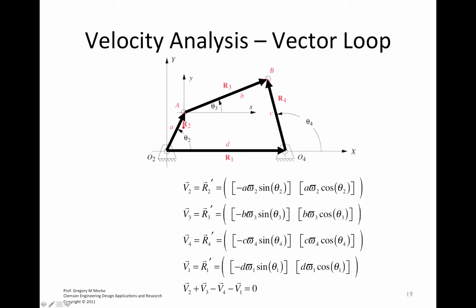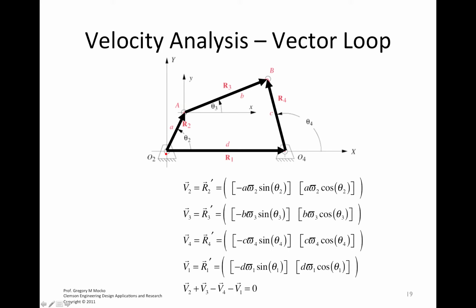The length of link 1 is A, and that's a known value. The length of link 2 is A, and that's a known value. The length of link 3 is B, and that's a known value. The length of link 4 is C, and that's a known value. And the length of link 1 is D, and that's a known value or an input to the system.